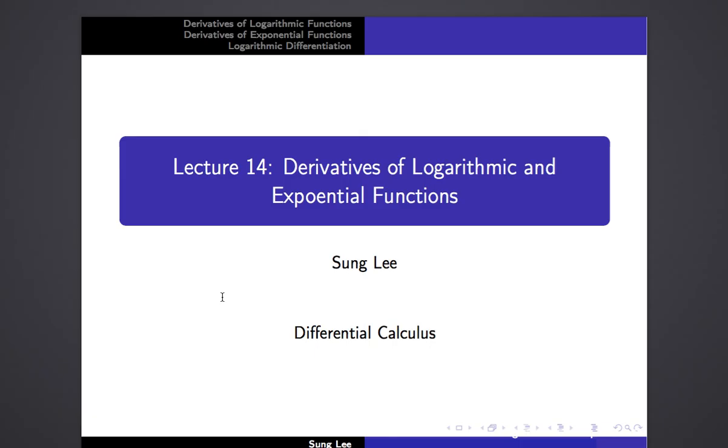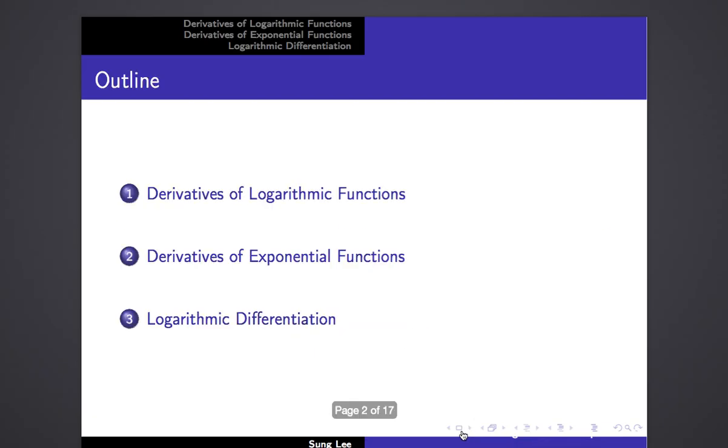In this lecture, we study derivatives of logarithmic and also exponential functions. So we study first derivatives of logarithmic functions and then derivatives of exponential functions. And we are going to also talk about logarithmic differentiation as well. So in this order.